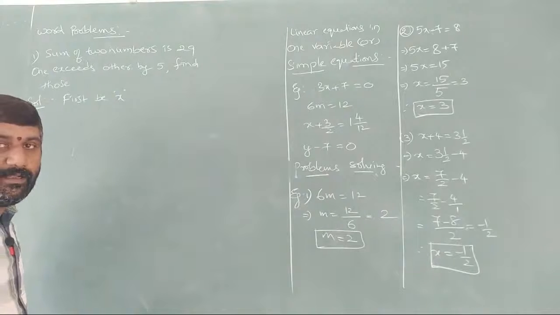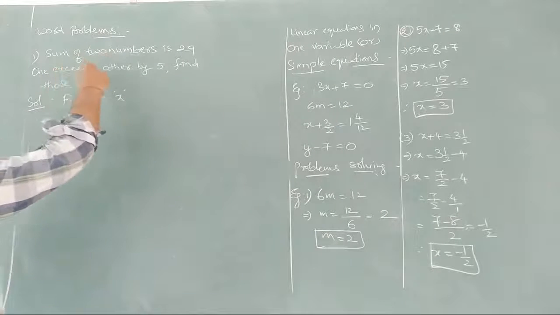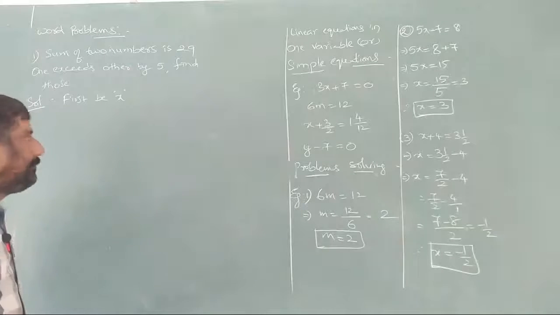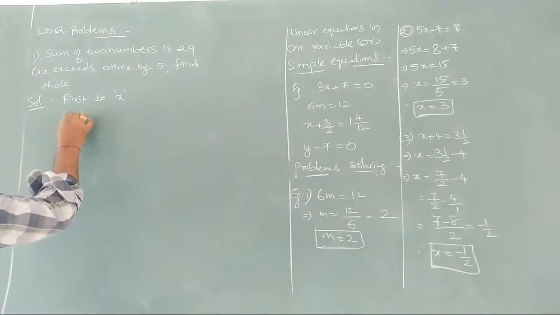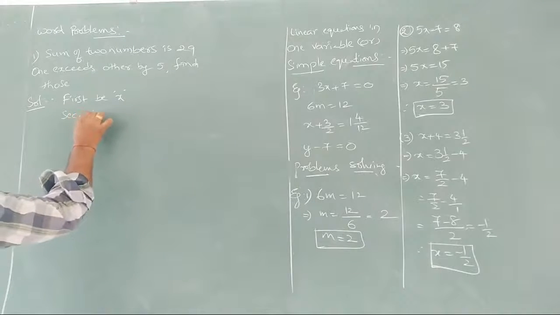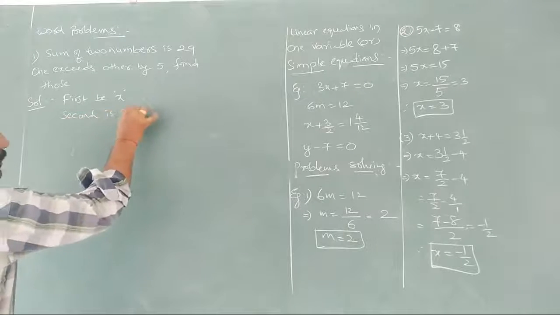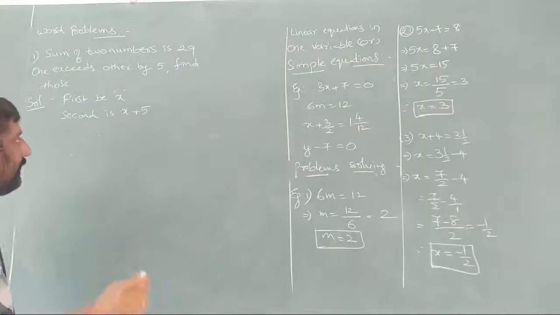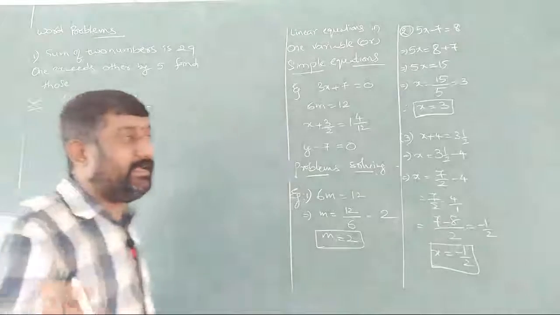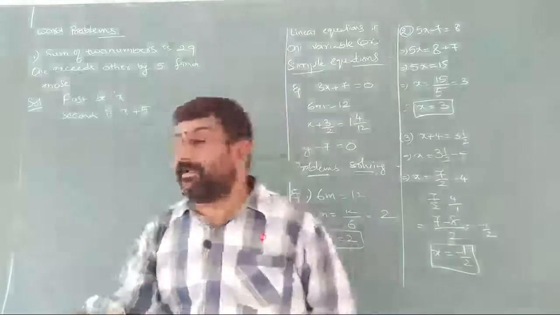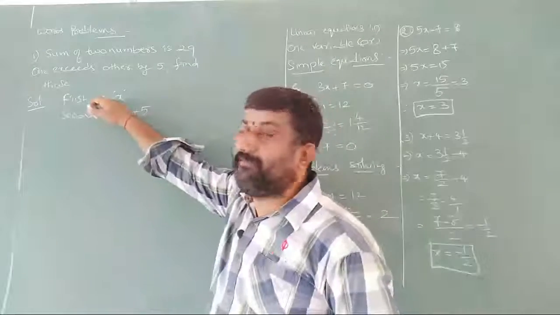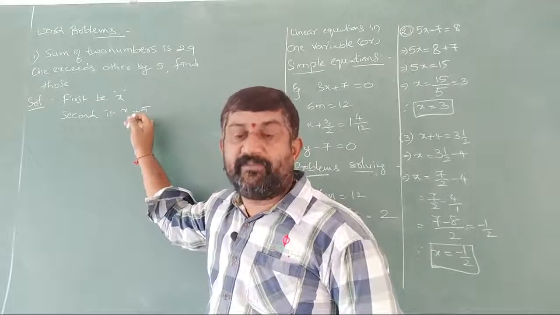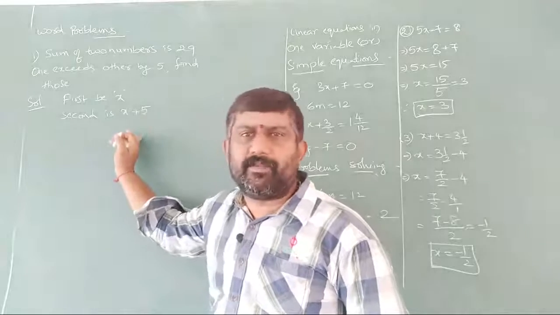Now what we are doing here? A condition is given: one exceeds the other by 5. Assume the second one is exceeding here, more 5. So x plus 5. Somebody may ask, sir, you are taking second is more than first, that's why x plus 5. Is there any chance to be first is more than second? Yes, it can be, no problem.